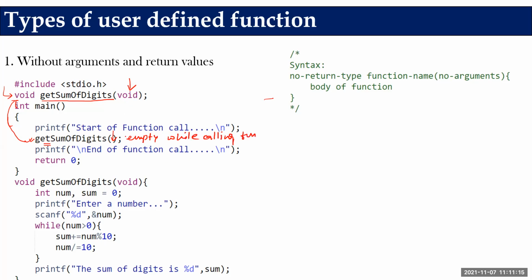While calling the function, how is it satisfied? Because I have mentioned void here, so there is no return type. That's why you can see there is no assignment operator, nor am I taking any local variable which can hold the return value. Void means return nothing.